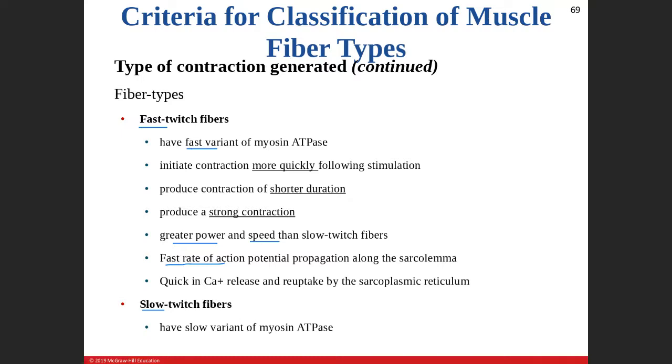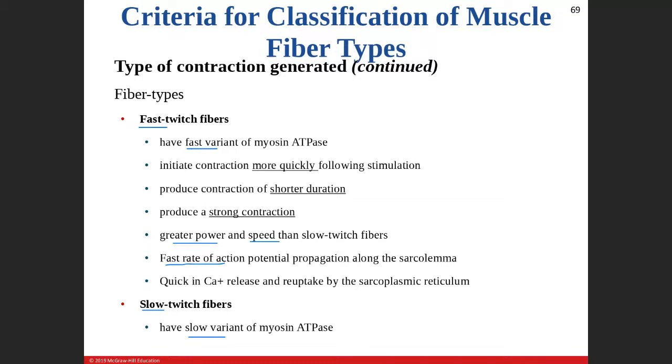Slow twitch is easy. It just has the slow variant of the myosin ATPase. But slow twitch are great for endurance muscles. For example, your postural muscles. They're contracting right now as you're sitting there. You're not fatiguing because you're not falling over and slumping over. All right. So that is the type when we're talking about the type of contraction.